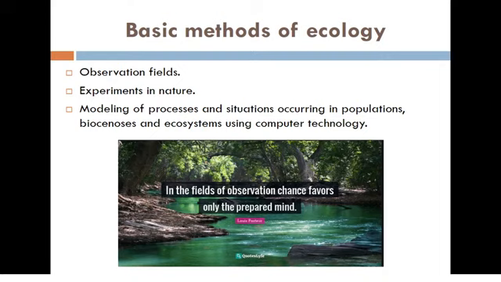Which basic methods of ecology do we need to know? The first is field observations. The second, experiments in nature. And next, it is modeling of processes and situations occurring in populations, biocenoses, and ecosystems using computer technology.